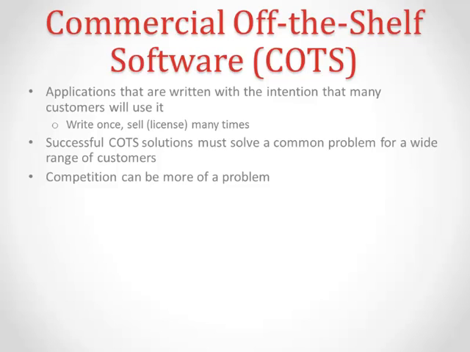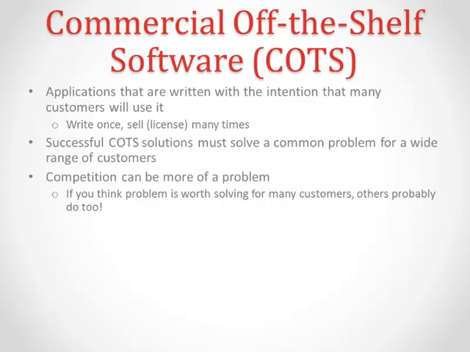Competition can be a big problem with COTS because if you think the problem is worth solving for a lot of companies, other software companies probably will think that problem is worth looking at as well. In young markets, there is inherently going to be a lot of COTS floating around. For example, when personal computers first came out in the early 1980s, there were 70 or 80 different word processors available during that time period. Now we're dwindled down to 2 commercially available word processors.